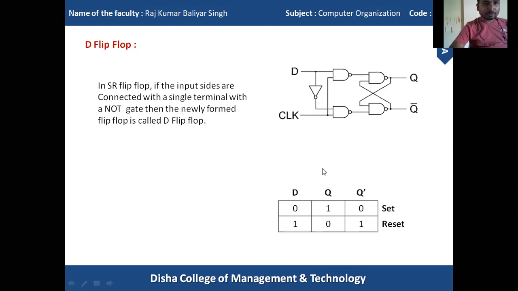So this is the S terminal, this is the R terminal. Both the S and R terminals are connected with this NOT gate.